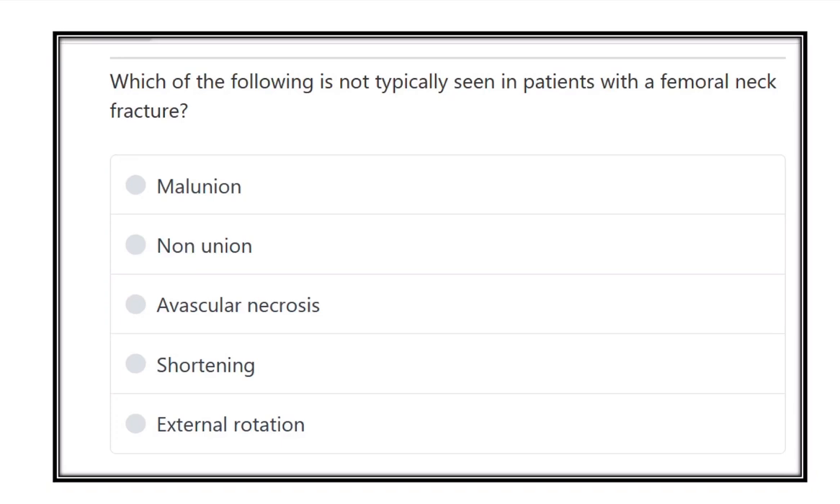The following is not typically seen in a patient with femoral neck fracture. So when there is a femoral neck fracture, which will not occur, that means which is not true regarding the femoral neck fracture. Here the options are malunion, non-union, avascular necrosis, shortening and external rotation.